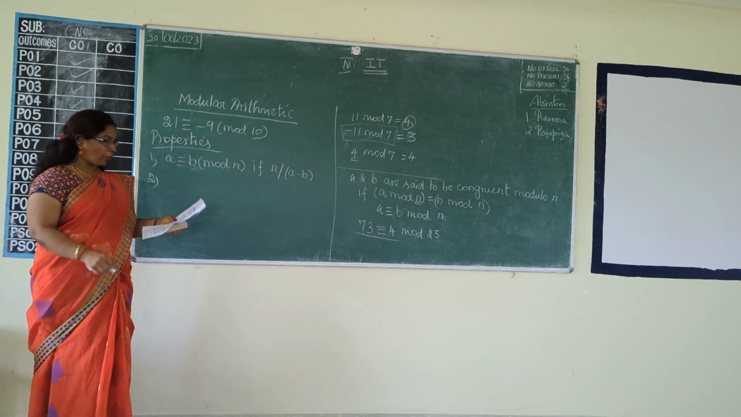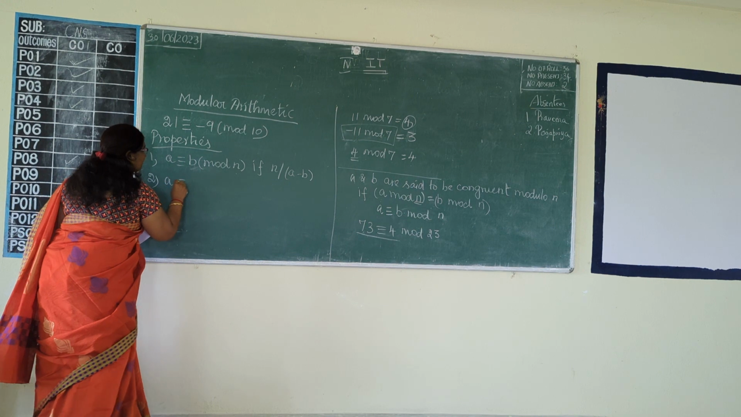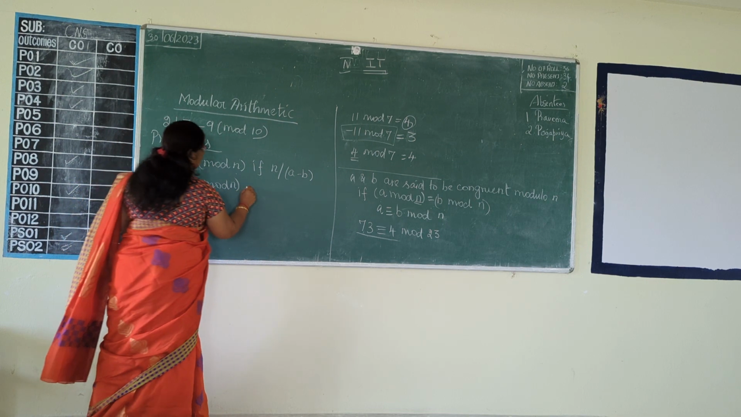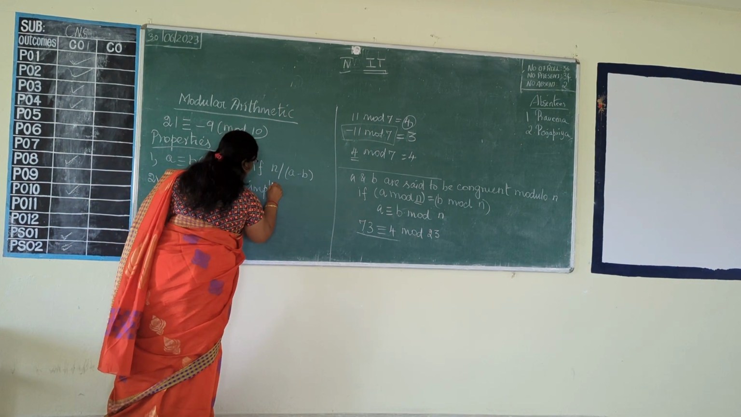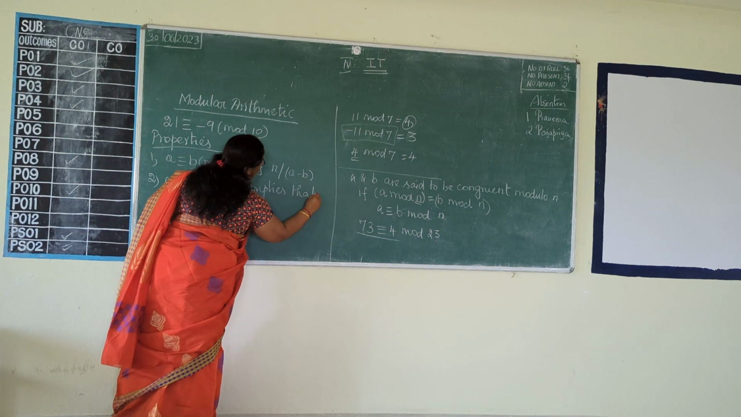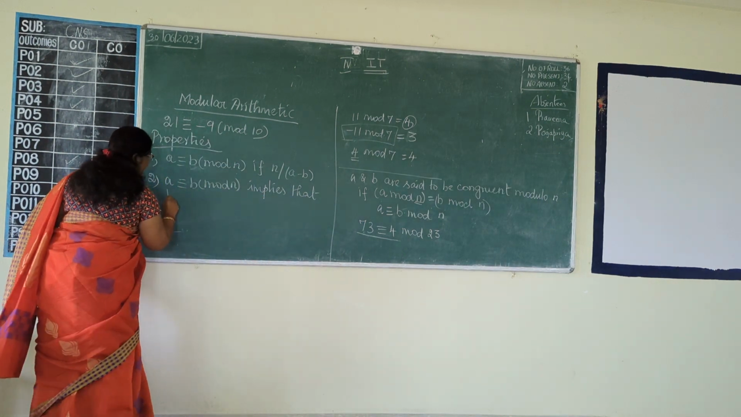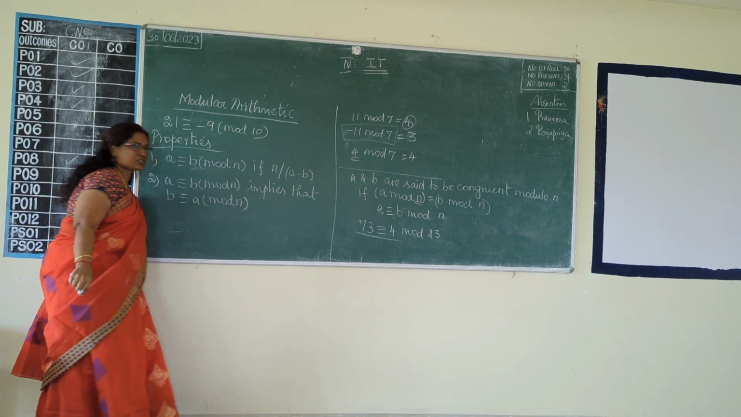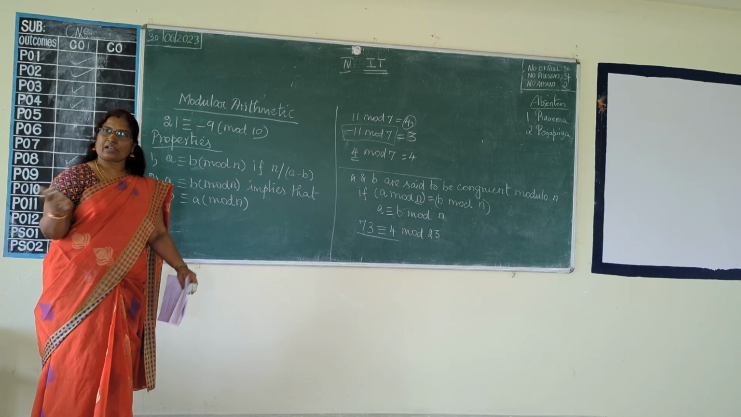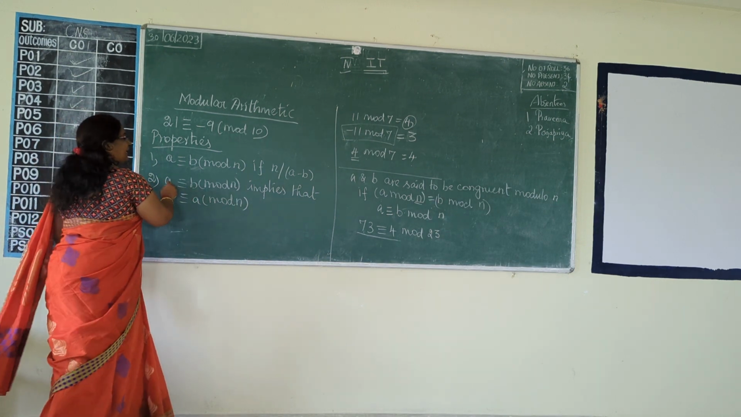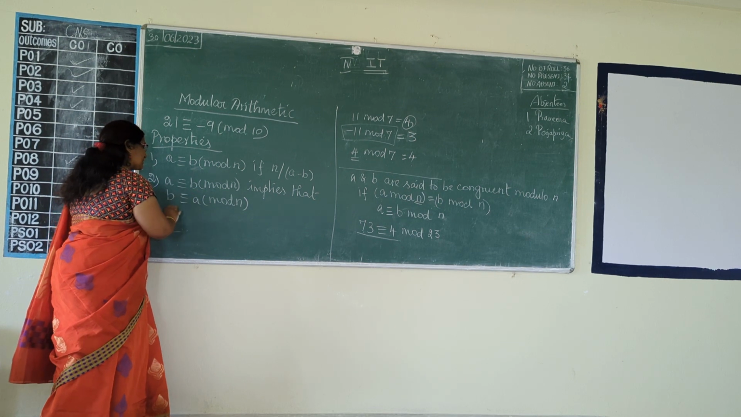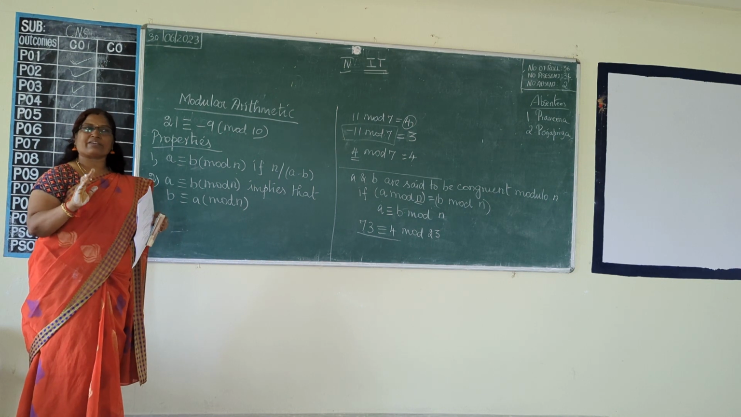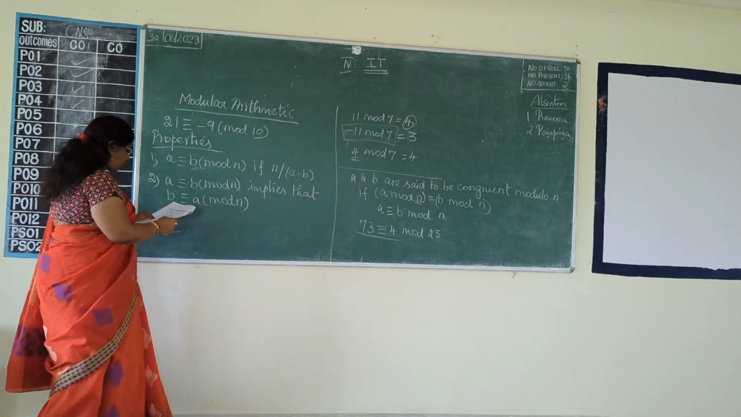Property 2, the second property. A is congruent to B mod n implies that B is congruent to A mod n, because both of them will be producing the same value. So I can write it like this. When I say A is congruent to B mod n, I can say B is congruent to A, because somewhere we will be changing left to right, right to left, and then we may have to apply some other algorithm.